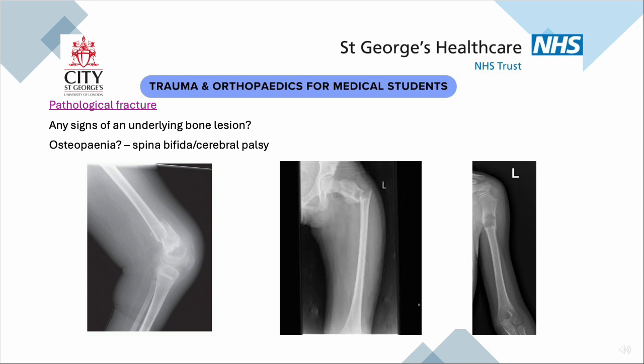Another type of fracture is what's called a pathological fracture, and this is when a fracture occurs in abnormal bone. So whenever we're considering a fracture, we should always look to see if there are any signs of an underlying bone lesion. Is there a cyst present? Is there any evidence of osteopenia, particularly if the child is non-ambulant, has cerebral palsy or spina bifida? This can be a risk of fracture. Similarly, osteogenesis imperfecta, when children have a collagen disorder, puts them at high risk of fractures.